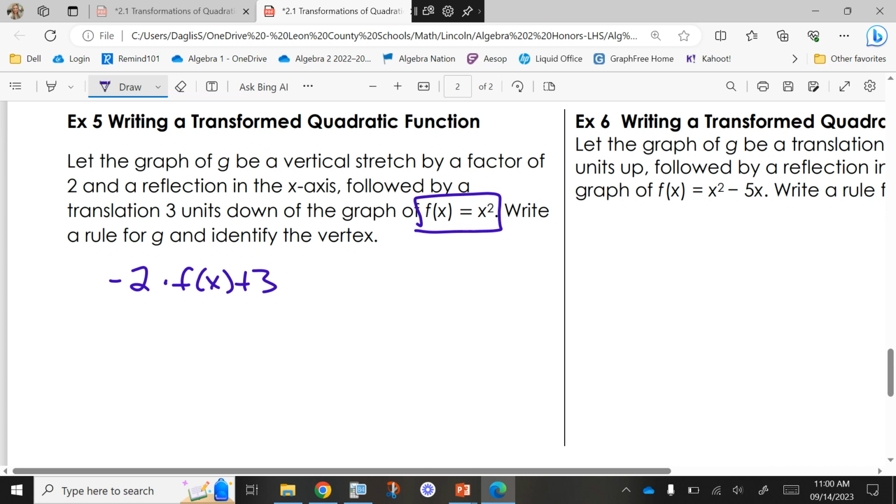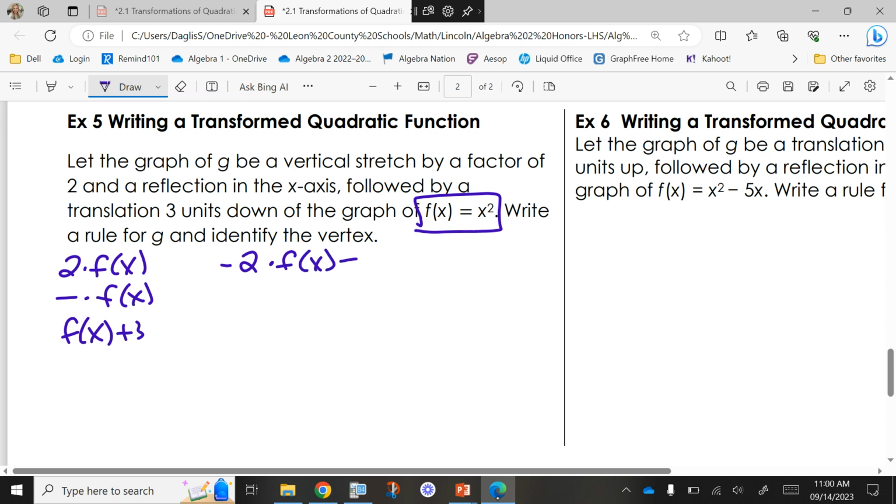Did I lose anybody? I lost some people. A vertical stretch means I multiply my function by 2, right? A reflection means I multiply my function by a negative. 3 units up means I take my function and I add 3 to it. So that's each individual one. I got to put it all together. So I'm multiplying the outside by a negative 2. That's where that came from. And then we're adding 3 on the end. Does that help?